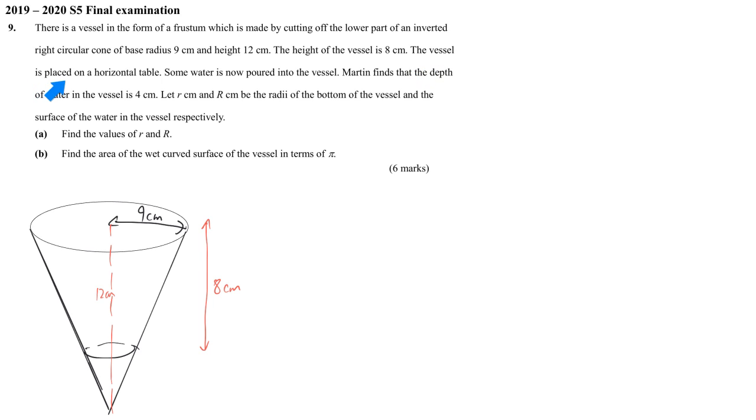After that, the vessel is placed on a horizontal table. And then there's some water put inside the vessel. We need to emphasize this is a horizontal table because we have to make sure the water surface and also the base of the vessel are parallel. And with some water inside, someone finds out that the depth of the water is 4 cm.